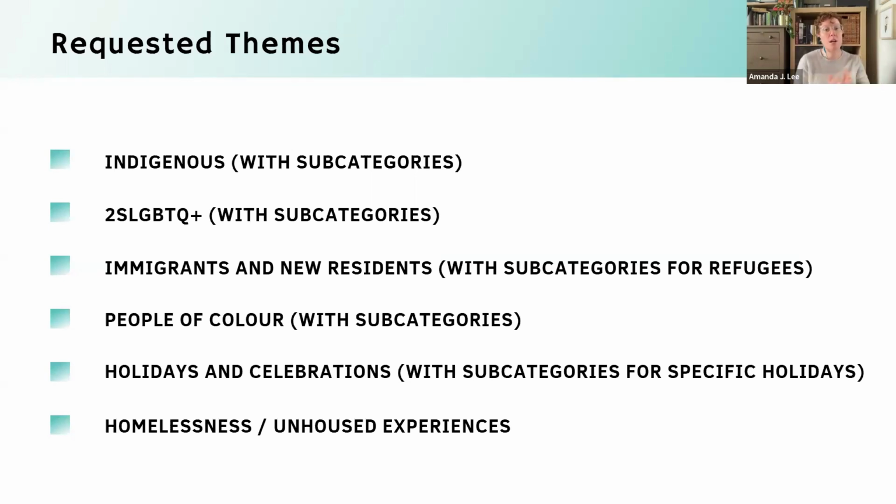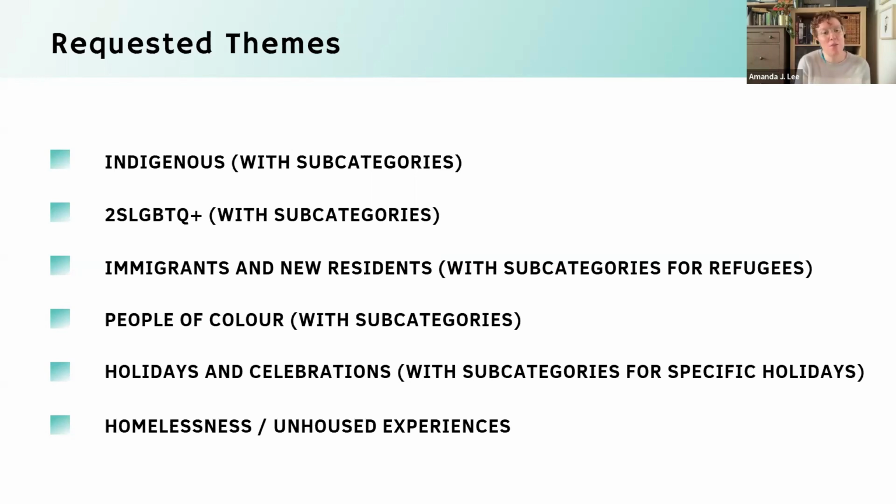They are Indigenous, which will have subcategories, 2S LGBTQ+, which will have subcategories, immigrants and new residents with a specific subcategory for refugees, people of color with specific subcategories for groups, holidays and celebrations with subcategories for specific holidays, and finally, homelessness and the unhoused experience. Now, as a reminder, before we go on, this is about the book, not the creators. We're not doing any creator identity here. That was up on those earlier slides. This is simply the book is about Black people, or the book is about the sociology of homelessness. It's not about the creator. It's about the content of the book.